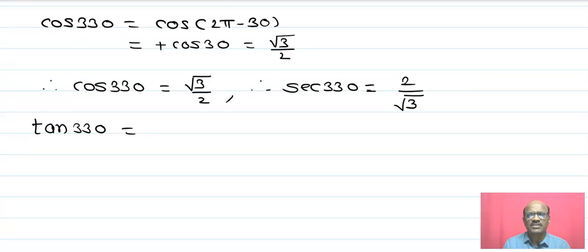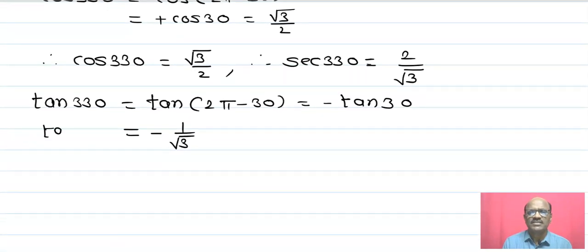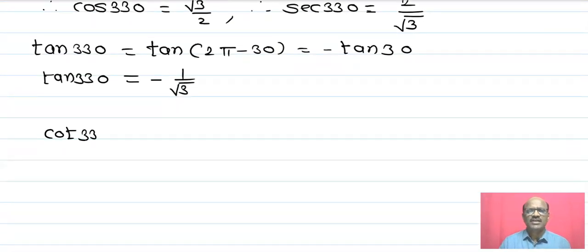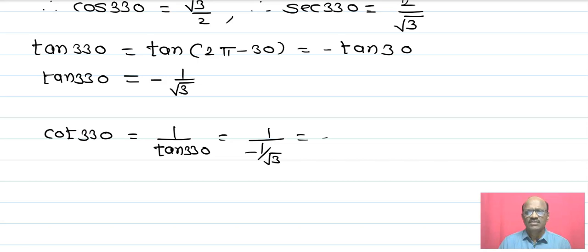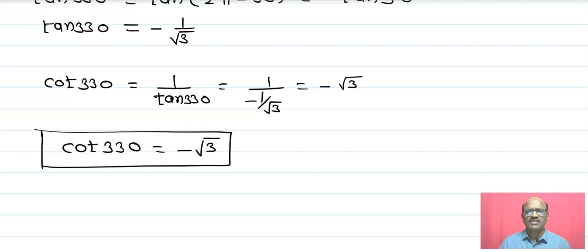Now next is tan of 330, and again it is written as 2 pi minus 30 and it comes minus tan of 30, and the value of tan 30 is 1 upon root 3. Therefore tan of 330 is minus 1 upon root 3. Now the next is cot of 330. It's the reciprocal of tan of 330, that is minus root 3. Overall it comes minus root 3.